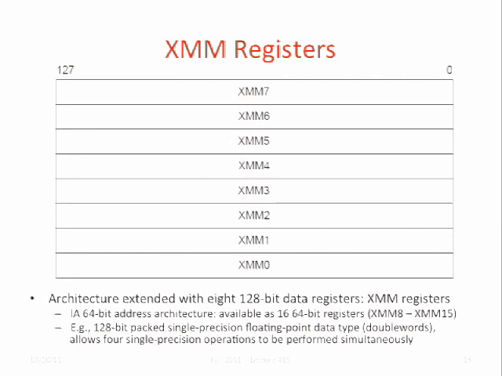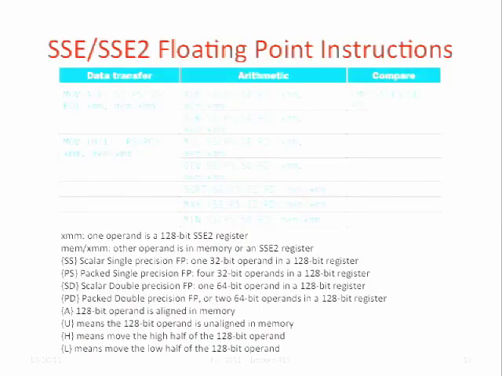Okay? So when I say add, I have to say, am I doing that with packed single precision or packed double precision, right? Because that's going to tell me, am I doing those adds on 2 64-bit floating points, or am I doing it on 4 32-bit floating points? Okay? So that's what these things are.